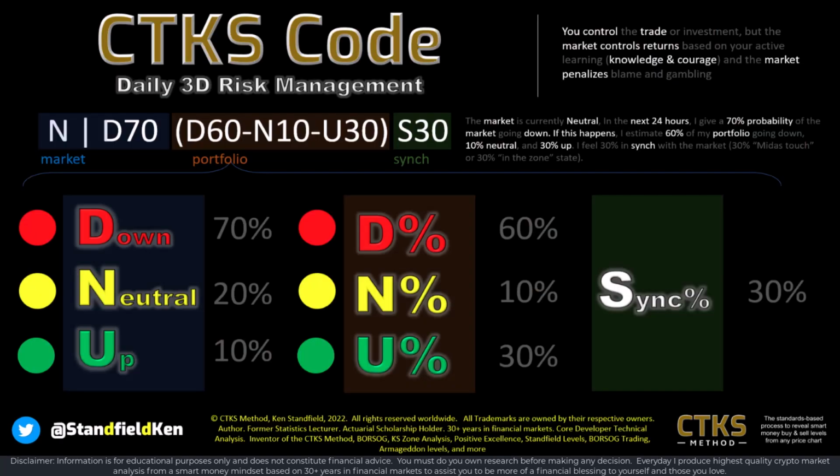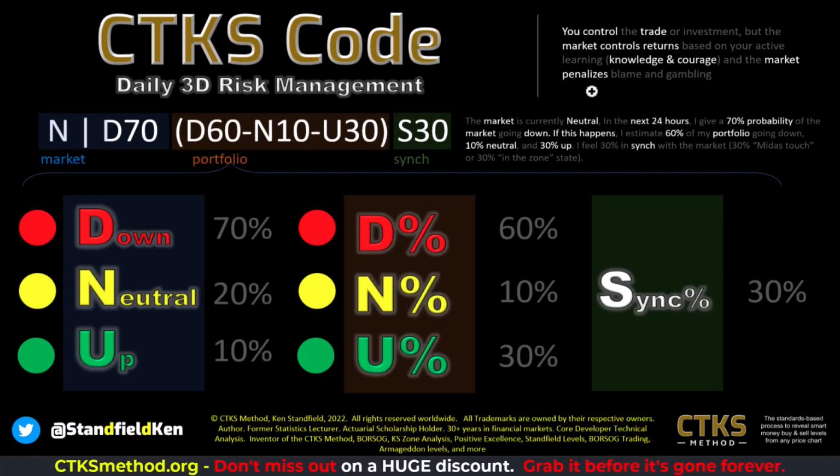The central focus of three-dimensional risk management is you control the trade or investment, but the market controls the return. Your returns are always based on your active learning, your knowledge, and your courage. The market penalizes blame and gambling.